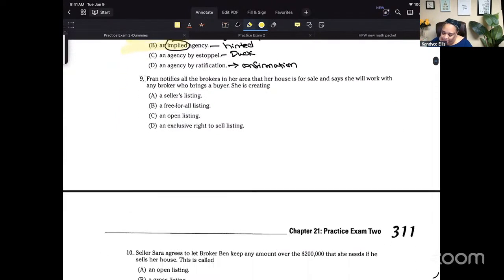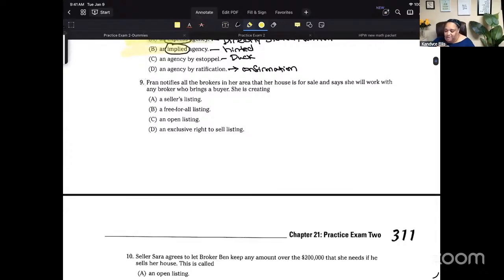Number 9. Fran, that's like Fannie Mae. Fran notifies all the brokers in her area that her house is for sale, and she says she will work with any broker who brings a buyer. She is creating A, a seller's listing, B, a free-for-all listing, that sounds great, C, an open listing, or D, an exclusive right to sell. And very quickly, I see y'all telling me our answer is, of course, C, an open listing.